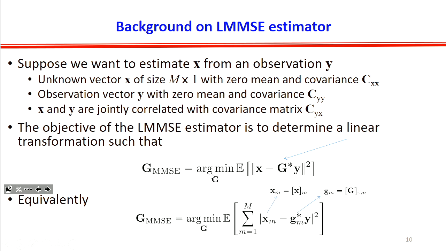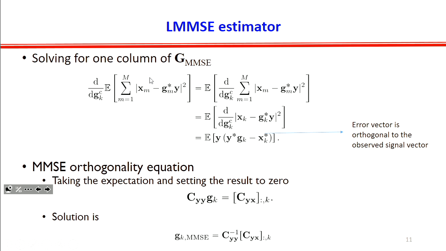G defines the equalizer vector, and if you know the optimal solution for the equalizer, you will be able to estimate x hat that would give you 0 error or minimum error. Okay, so we will solve this problem very similar to what we did before. It's an optimization problem again. Expand the mean squared function, x_m minus g_m star y, squared.